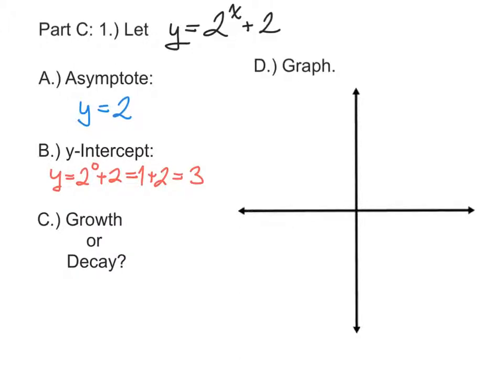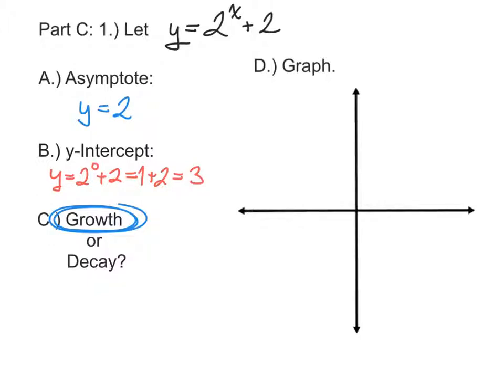We can tell if it's going to be growth or decay by looking at the base of the exponent. If this base is greater than 1, like 2 is, then it's growth. If it's less than 1, it's going to be decay. So for this situation, the base is bigger than 1, meaning that we're talking about exponential growth. Now we have a lot of really good information in order to come up with an excellent graph.